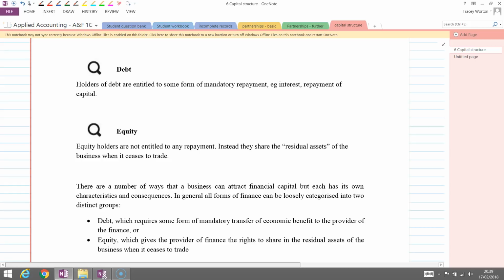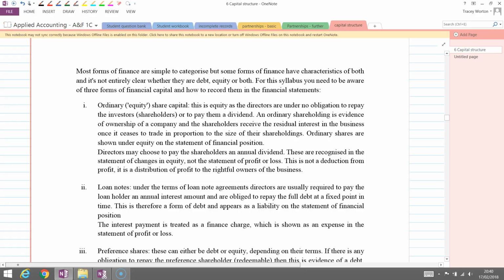In general, all forms of finance can be loosely categorised into two distinct groups: debt, which requires some form of monetary transfer of economic benefit to the provider of the finance, or equity, which gives the provider of finance the rights to share in the residual assets of the business when it ceases to trade. Most forms of finance are simple to categorise, but some forms of finance have characteristics of both debt and equity, and it's not entirely clear whether they are debt, equity, or both.